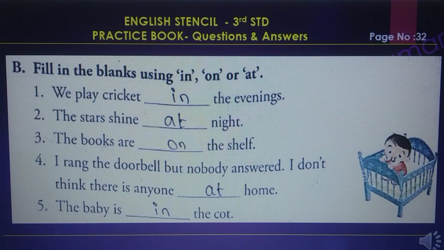Fill in the blanks using in, on, or at. We play cricket in the evenings. The stars shine at night. The books are on the shelf. I rang the doorbell, but nobody answered. I don't think there is anyone at home. The baby is in the cot.